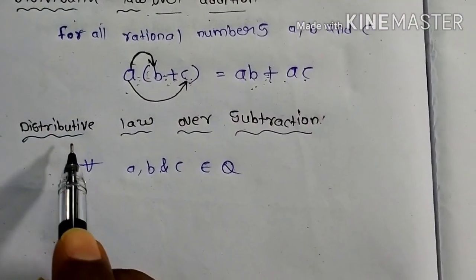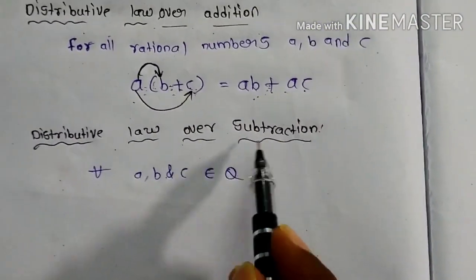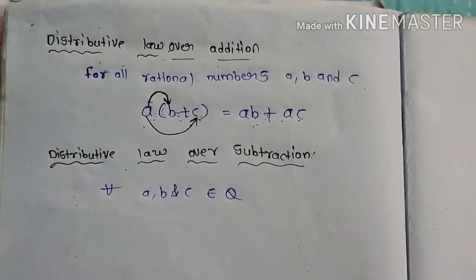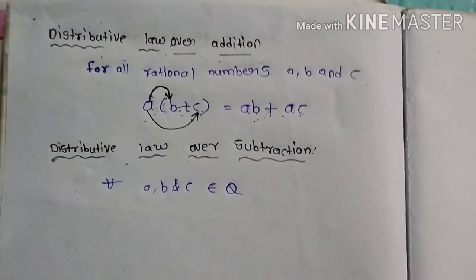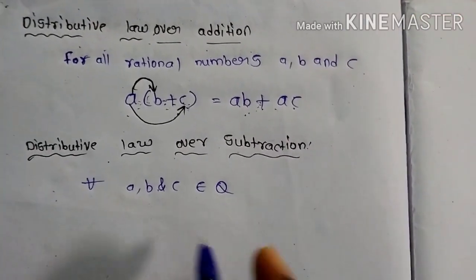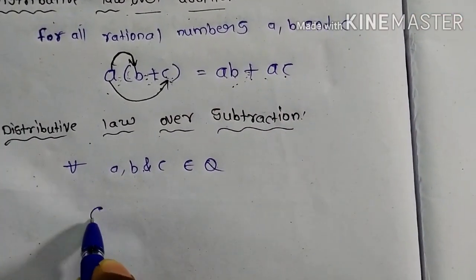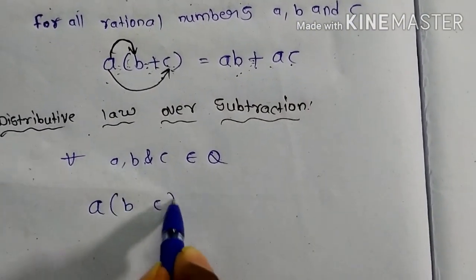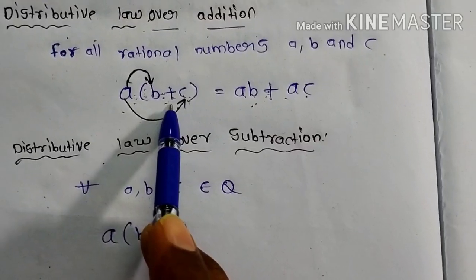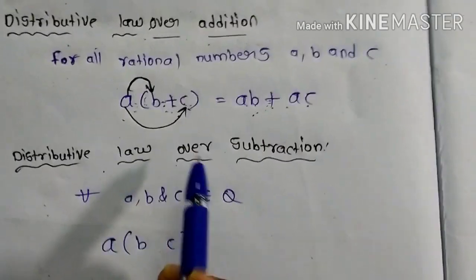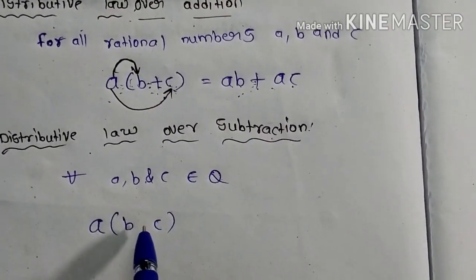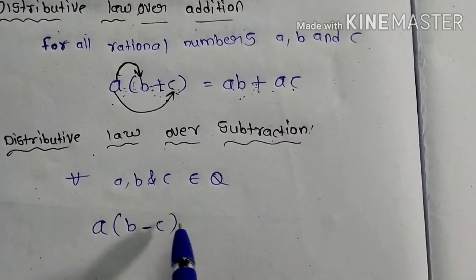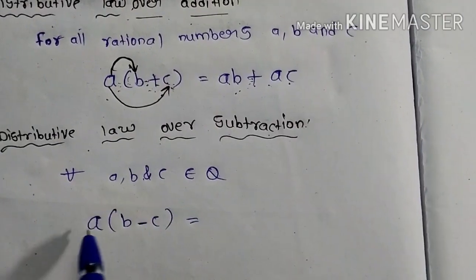Now you can see one more formula, distributive law over subtraction. Just now we discussed over addition. Then how can you write it for subtraction? Just think. This is also A into (B, C). I told you that it is the property of addition. If it is subtraction, how can you write it? Just write A into (B minus C).